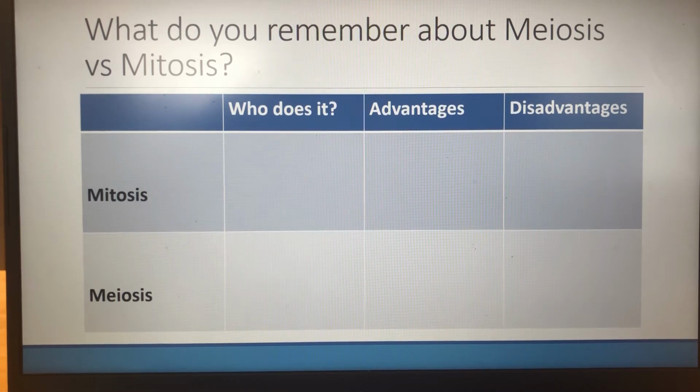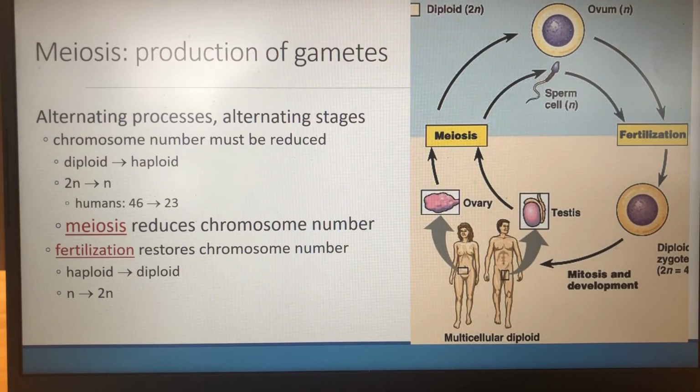Meiosis, who does it? Egg and sperm cells or gametes. And what would be the advantage? Well, you get genetic variation because the daughter cells are genetically different than the parent cells. And that happens because of crossover and independent assortment. We will talk about all those later. Okay, meiosis is the production of gametes.